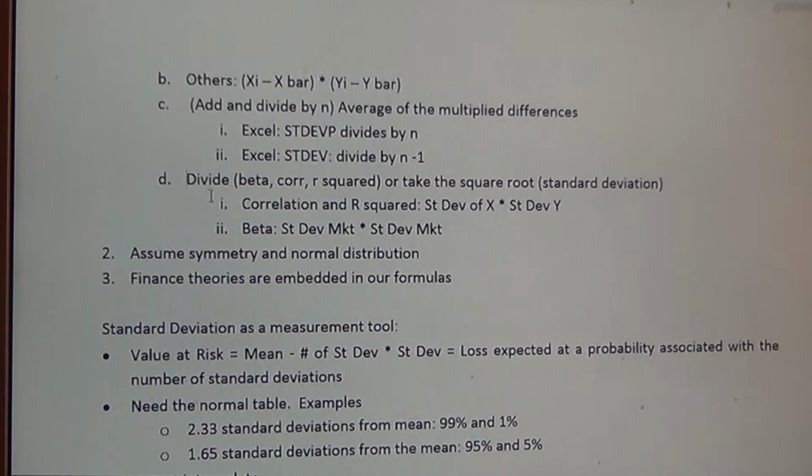Once we get that last part, then we're going to divide or take the square root. So beta, correlation, R squared, we divide by something. With standard deviation, we take the square root. So for correlation, R squared, we divide by the standard deviation of X times the standard deviation of Y. For beta, we take the standard deviation of market squared. So if X is an individual stock and Y is the market, then we'll take the standard deviation of the market times the standard deviation of the market. And then for standard deviation, we take the average from C and just take the square root.